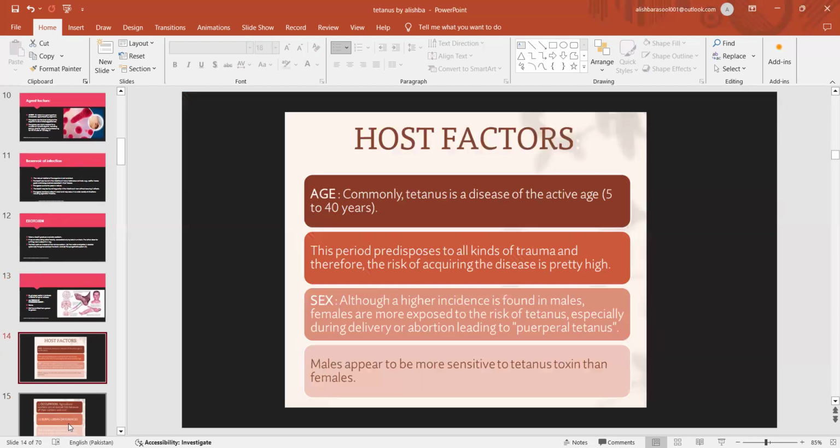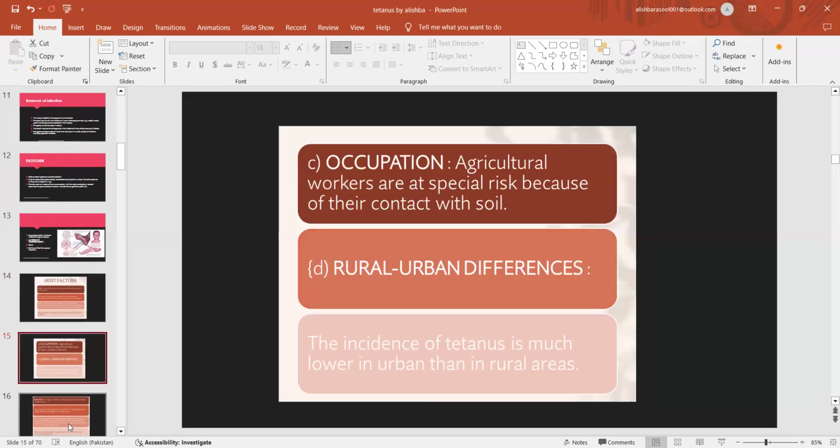Host factors: commonly, tetanus is a disease of the active age, 5 to 40 years. This period predisposes to all kinds of trauma, and therefore the risk of acquiring the disease is pretty high. Although a higher incidence is found in males, females are more exposed to the risk of tetanus, especially during delivery or abortion, leading to puerperal tetanus. Males appear to be more sensitive to tetanus toxin than females. Agricultural workers are at special risk because of their contact with soil. Rural-urban differences: the incidence of tetanus is much lower in the urban than in the rural areas.